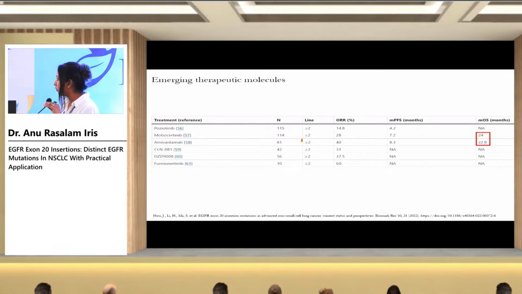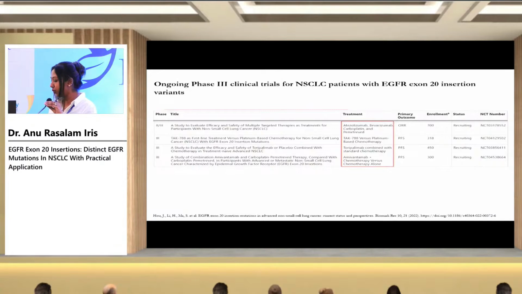The ones below are all beyond second line, and they do show an ORR, but we are yet to see the benefit in PFS and OS. The others that we spoke of now have definite benefit. Some of the ongoing phase 3 trials: immunotherapy, VEGF inhibitor, and chemotherapy, TAC-788 versus platinum-based chemotherapy, toripalimab with chemotherapy, and amivantamab with chemotherapy versus chemotherapy alone. So these are some of the trials that we are looking forward to with respect to EGFR exon 20 variants.